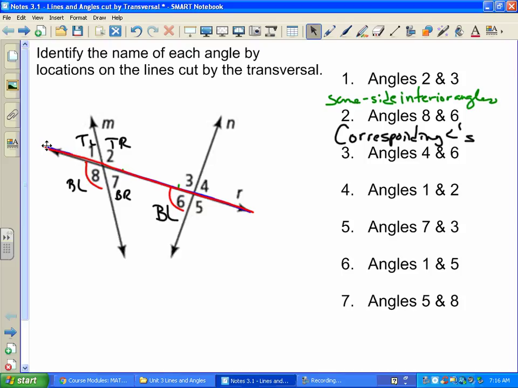Okay, in our next one, let's look at angle 3 and 4. Excuse me, 4 and 6 for number 3. So there's my transversal. I've got angle 4 and angle 6. First of all, they're both at the same intersection. That's a pretty good clue that it's not going to be one of our new vocabulary words, because look where they are. They're across from each other at the same intersection. We've already studied that name. That's vertical angles.